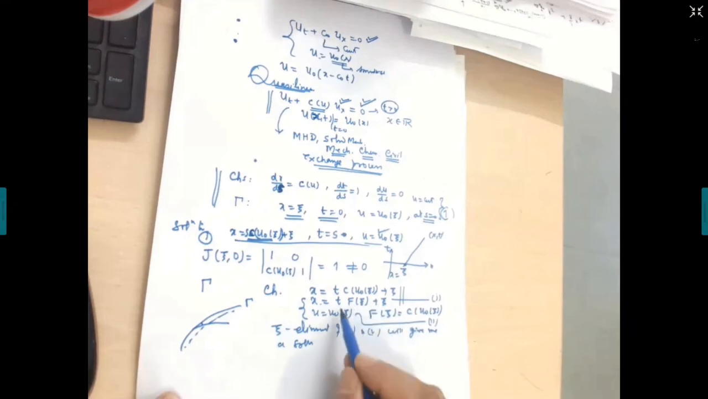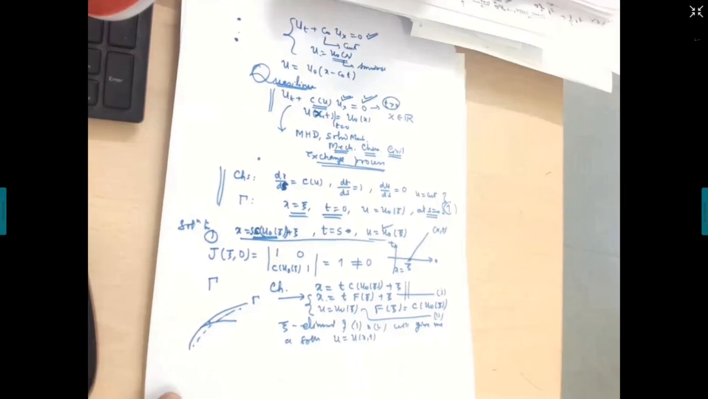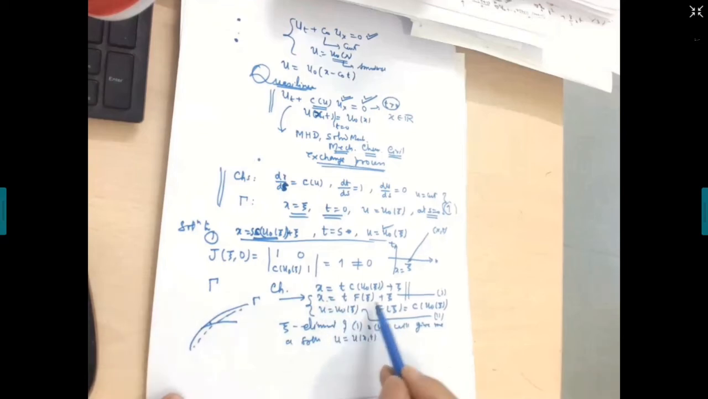Now you tell me, is it always possible to find xi as a function of x and t from 1? Please tell me, is it always possible to express xi as a function of x and t from 1? Not always. Again, it is an implicit function that you have to see. You have to make use of the implicit function theorem because it's implicitly involved.